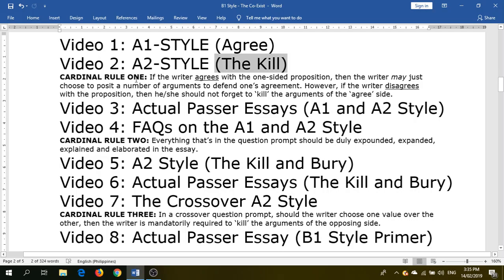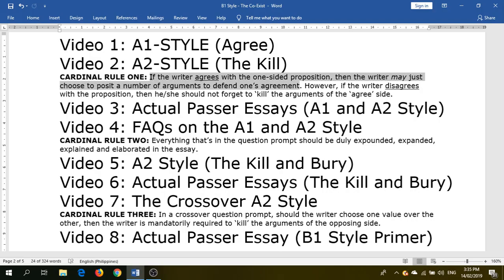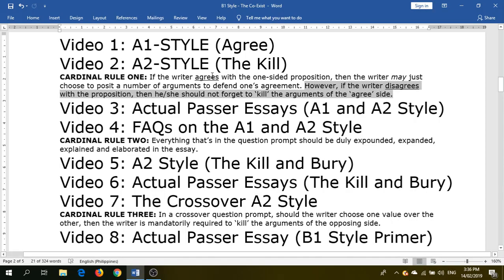It was in that video where we introduced cardinal rule number 1. If the writer agrees with a one-sided proposition, then the writer may just choose to posit a number of arguments to defend one's agreements. So that's the A1 style. However, if the writer disagrees with a proposition, then she should not forget to kill the arguments of the agree side. That is the A2 style.